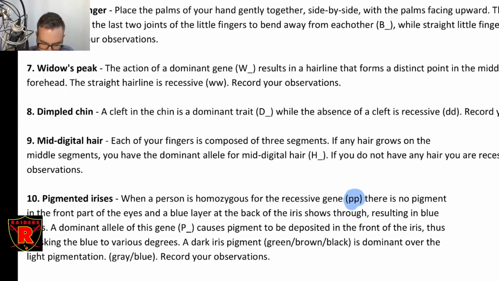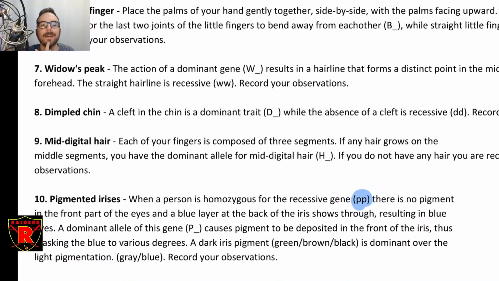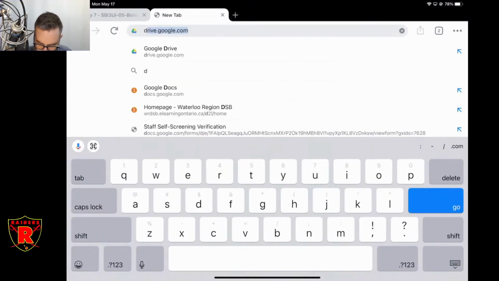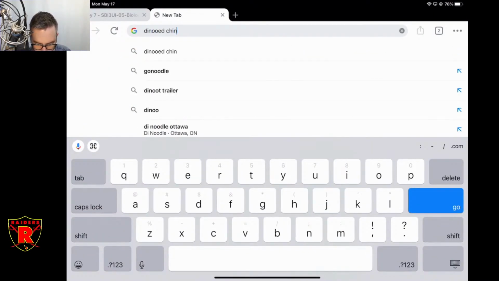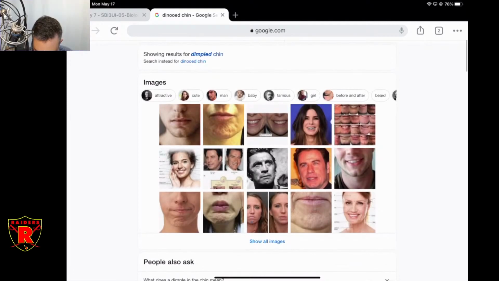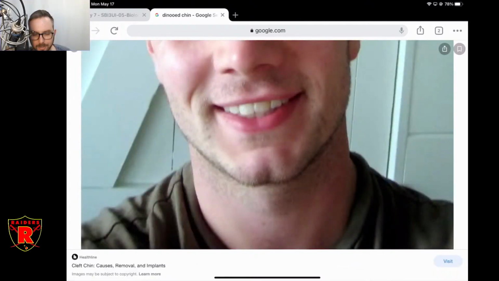Dimple chin. Have a look at your chin. Do you have a little dimple in it right here in the middle? If you're not sure what I mean, I can Google what a dimple chin is. You know what I'm talking about here. Dimple chin. Some people refer to it as a butt chin. It is this chin right here. I do not have that.